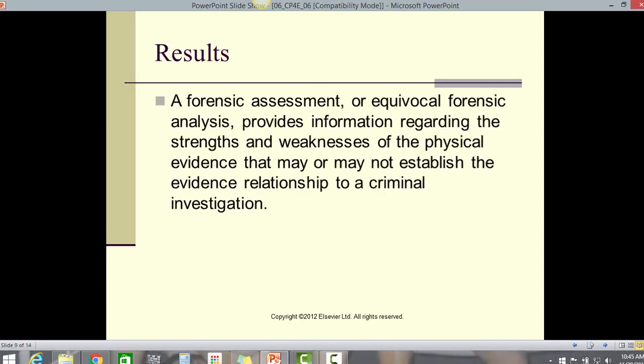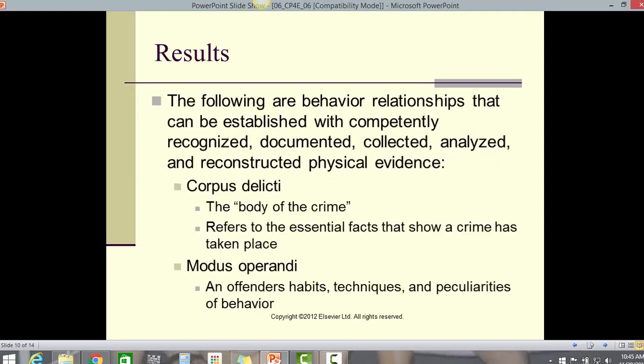Results: a forensic assessment or equivocal forensic analysis provides information regarding the strengths and weaknesses of the physical evidence that may or may not establish the evidence's relationship to a criminal investigation. The following are behavioral relationships that can be established with competently recognized, documented, collected, analyzed, and reconstructed physical evidence.